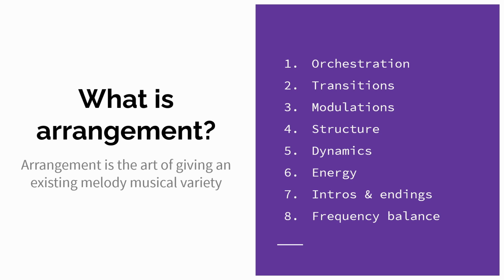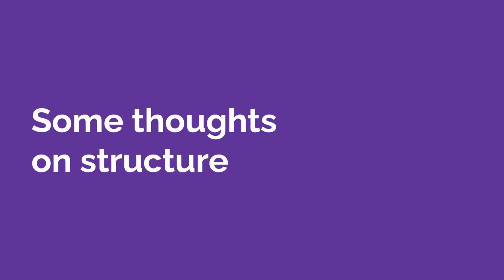Frequency balance. This is so important. We're going to talk about this. This is basically giving space on the frequency spectrum for your different instruments and parts and all of the sounds that they make, and making sure that the bass or the mids or the highs are not muddy, that you're spreading your instruments out along the frequency spectrum. And we're going to talk about that in the next couple slides. But first, let's talk about structure.